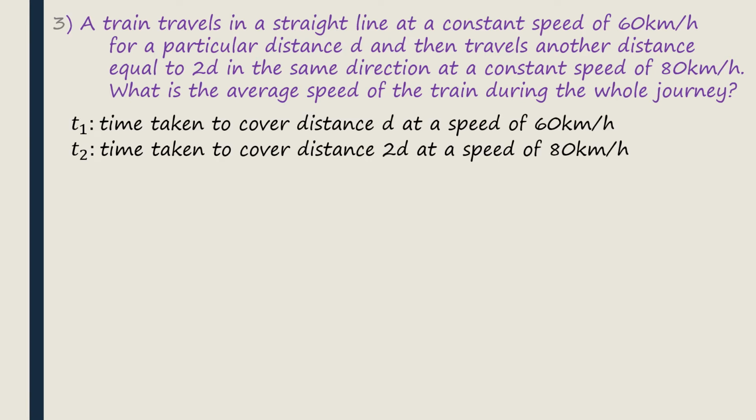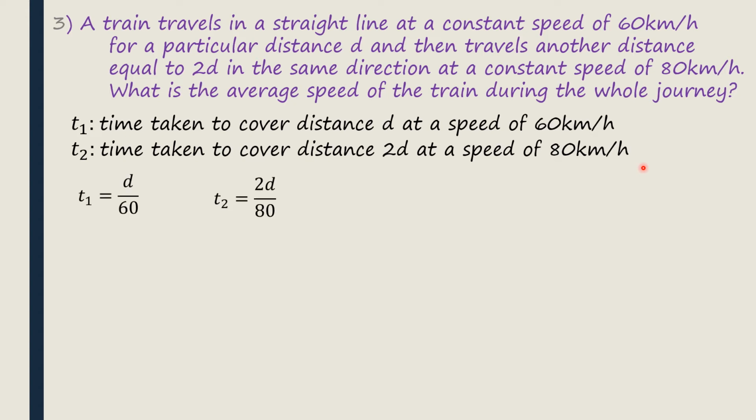So first thing we'll do is we'll consider, let us take t1 as the time taken to cover distance d. Okay, so distance d first मा cover गरेको छ at a speed of 60 kilometers per hour. So त्यो distance d cover गर्न with the speed of 60 kilometers per hour चाहिँ हामीले, let us take that time to be t1. Okay, and let us take another time to be t2, that is time taken to cover the distance 2d at a speed of 80 kilometers per hour. Okay, so we have t1 and t2.